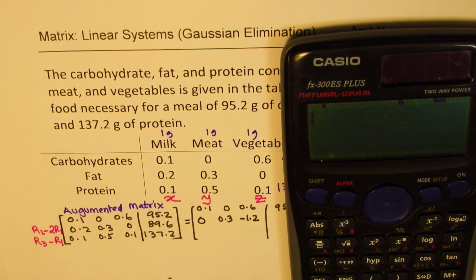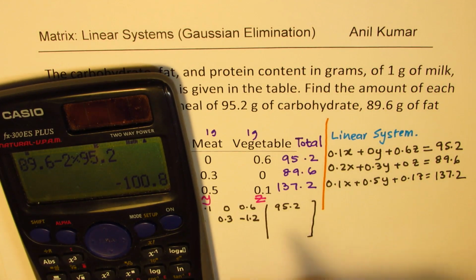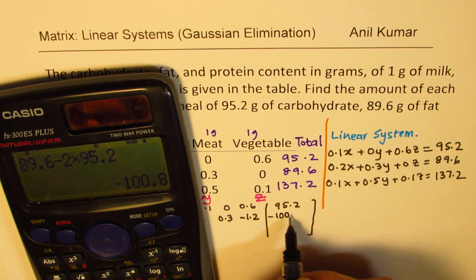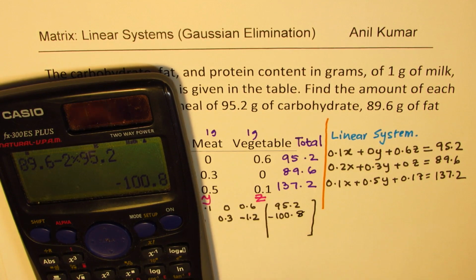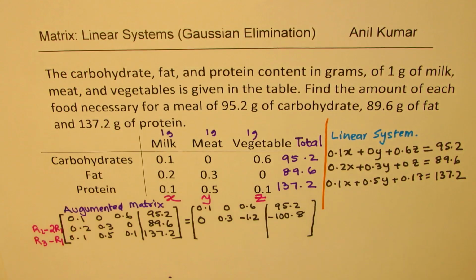From 89.6, I have to take away 2 times 95.2. I get negative 100.8. Okay, so that's what I get.